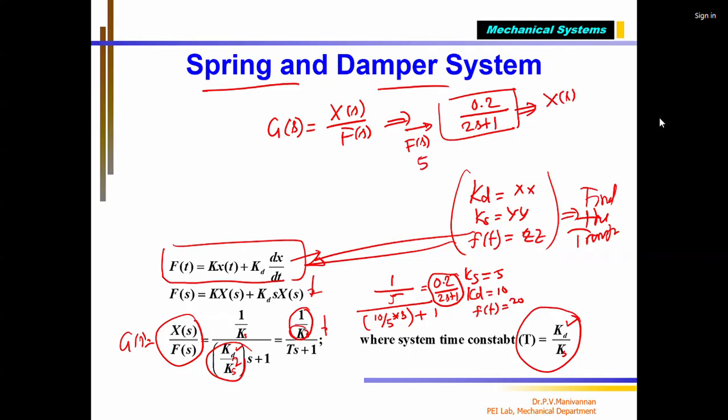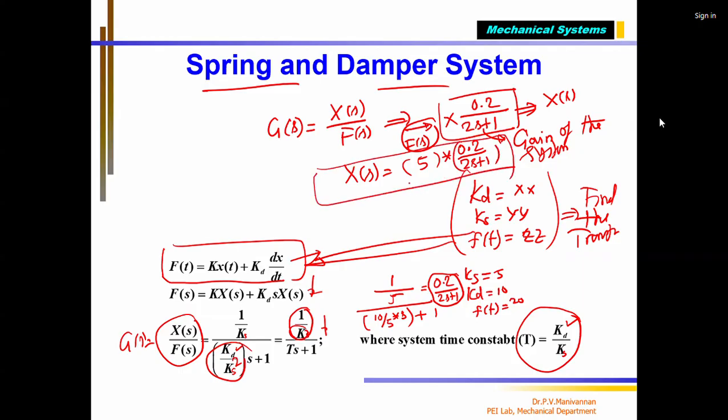Now, if I say F of s equals 5 Newton force, then what is my X of s? X of s equals the input multiplied by the transfer function. Already I told you, the transfer function is also called the gain of the system. No doubt, it is also called the gain of the system. Now, that means multiplied by 0.2 divided by 2s plus 1. This is what is going to be my output.